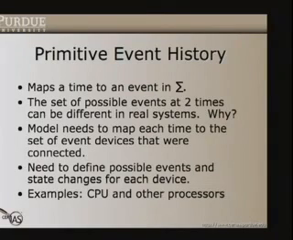Basically our primitive event history maps a time, again a time value, to an event in our alphabet that occurred during that time frame. And in the same way, the set of possible events that can occur at two times are different, because we can have two different sets of event devices connected. So our model needs to map each time to the set of devices that were connected, and we also need to know which events were possible with each device. For example, low-level primitive events come from CPUs, memory management units, and other low-level processors on a system that can change the actual state of the system at any time.